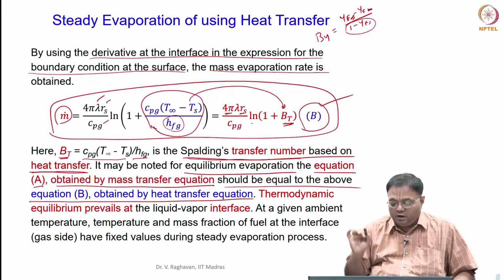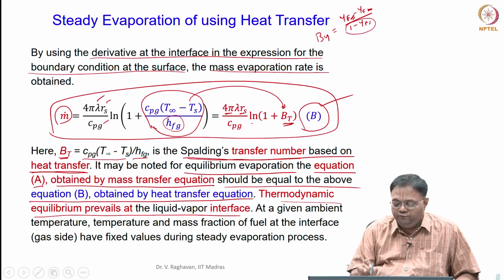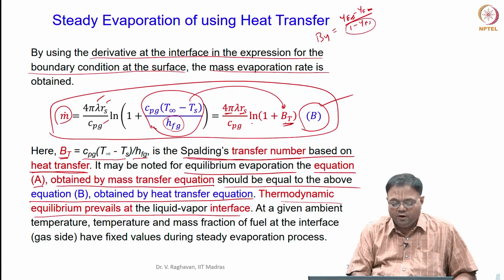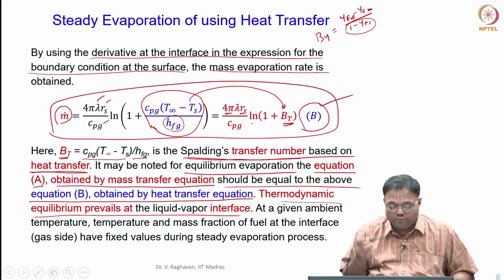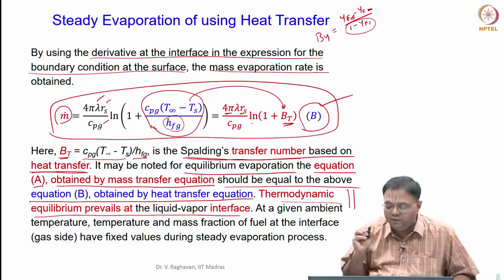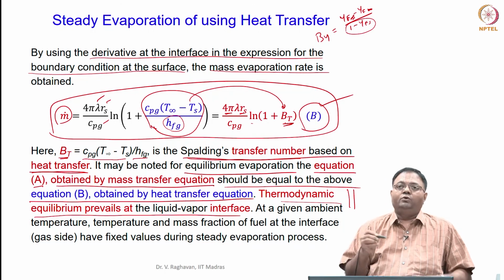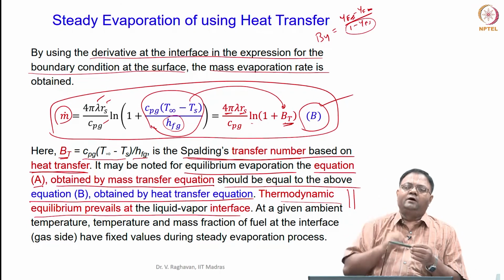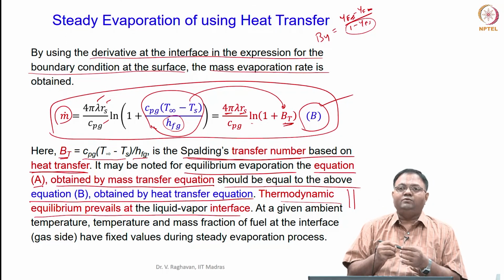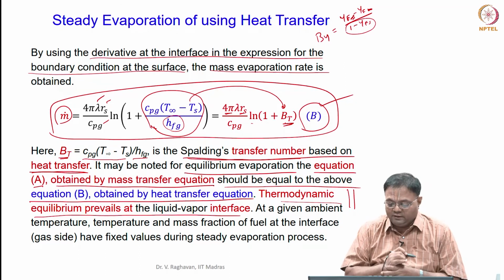This will ensure that thermodynamic equilibrium prevails at the liquid vapor interface. It is called VLE, vapor liquid equilibrium, at the interface, and this is very important. As I told you, there is an unsteady evaporation going on initially, but once the condition is reached where the heat from the ambient is used only to supply the latent heat, we move on to what is called an equilibrium evaporation.